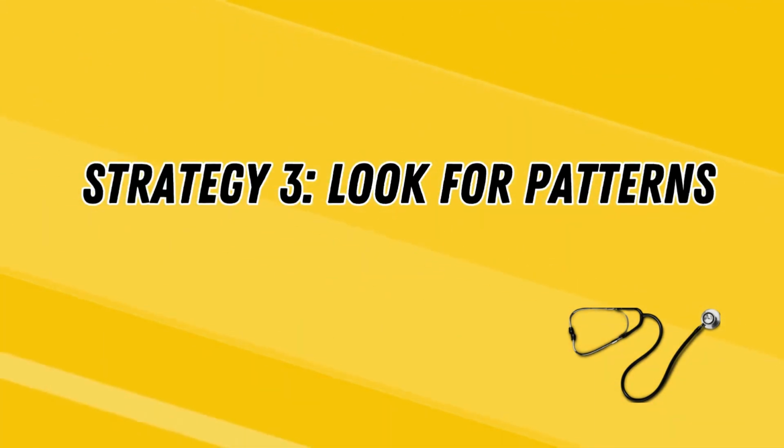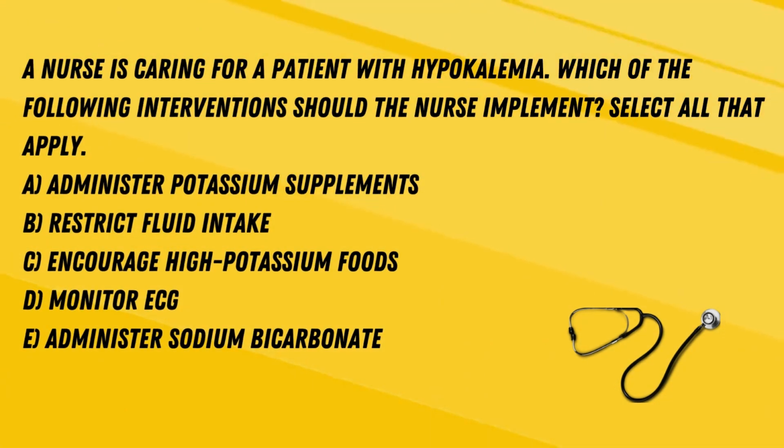Strategy number 3, look for patterns. NCLEX often includes a mix of correct and incorrect answers. Be cautious if all answers seem correct or incorrect. This might indicate a misinterpretation of the question. Remember, it's rare for all options to be correct, so double-check each one.